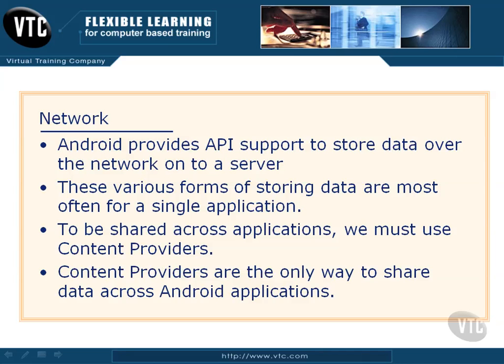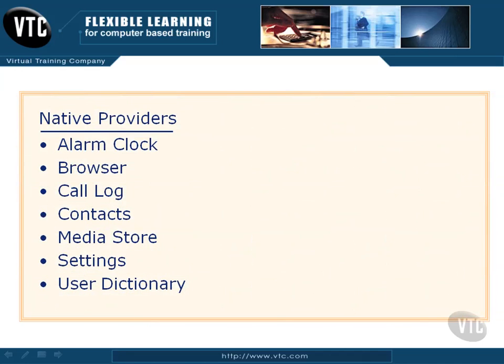That's the idea behind content providers. In order to share data across applications, we have to use content providers. So there are some native providers, and they give you some examples of what's possible and may give you some ideas of how you would like to use custom providers. An alarm clock is a content provider, so that other applications can determine when an alarm might go off. The browser is a content provider, as are call logs, contacts, media store, settings, and the user dictionary. So basically these are all kind of device preferences and tools and data stores that might be interesting to applications.